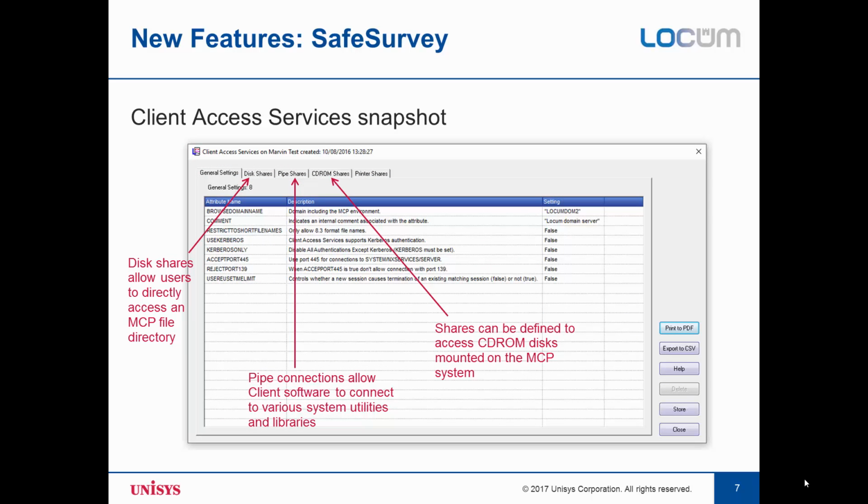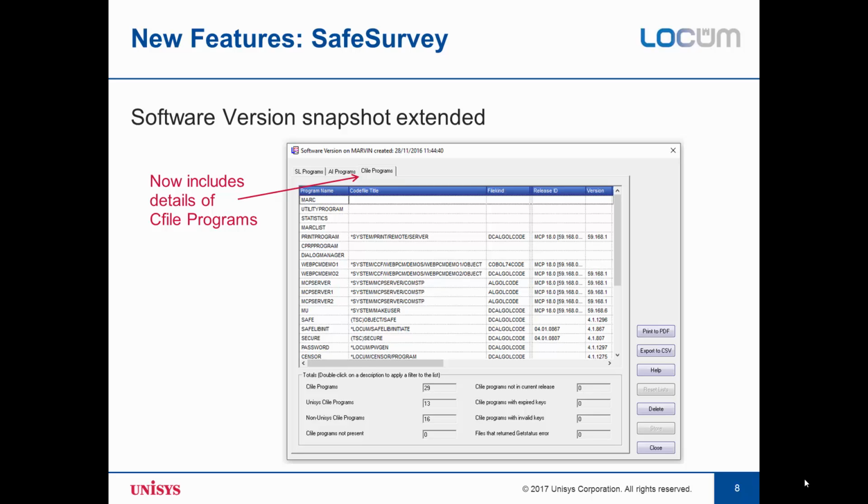Also in Safe Survey, the Client Access Services snapshot analyzes the contents of the Client Access Services configuration file. This file defines the ports and shares available on the MCP system that allow access to client software running on Windows or other workstation operating systems. The software version snapshot has been enhanced to include programs defined to the transaction server, COMS, within its C file, as well as system libraries and automatic initiation programs.